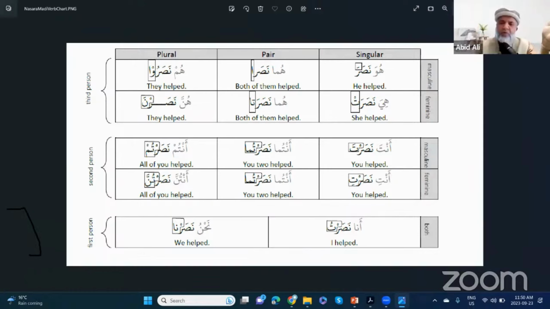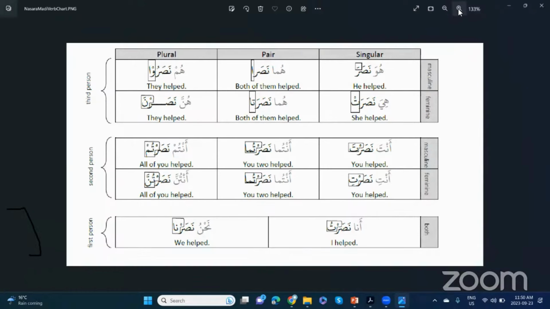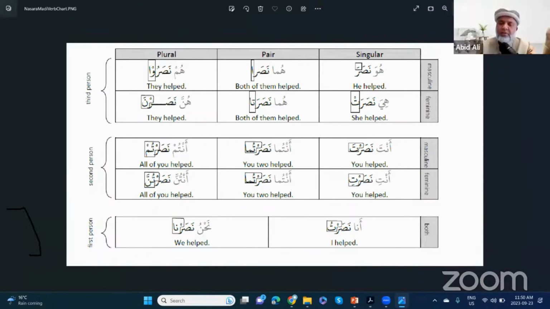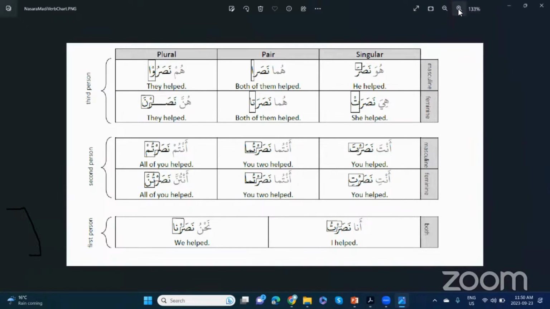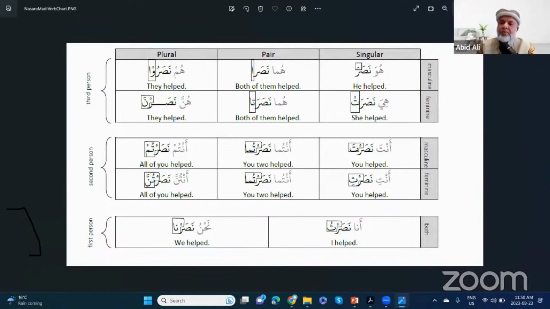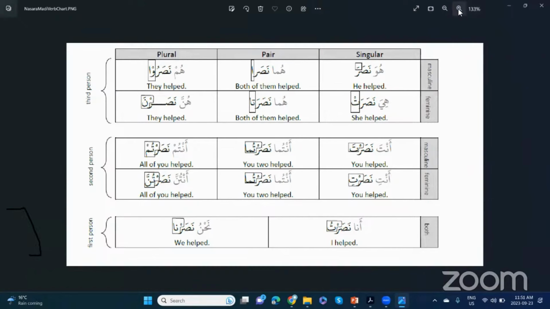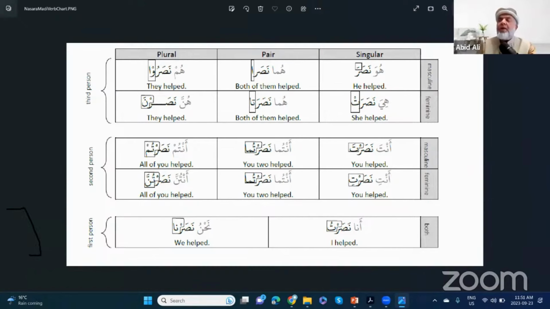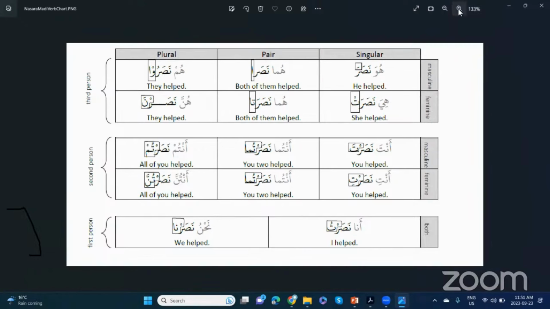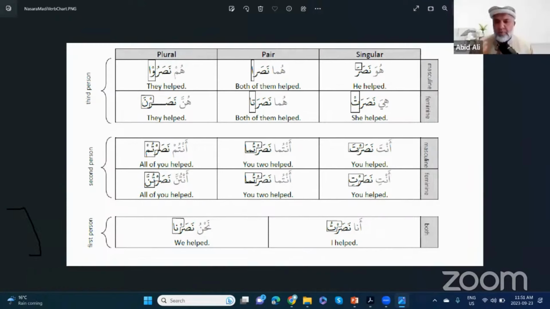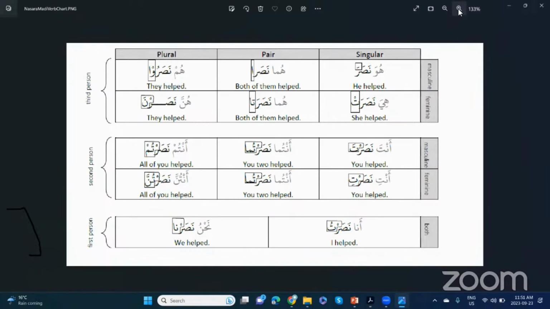Are we dealing with nouns or are we dealing with verbs now? Verbs. What is the definition of a verbal sentence? It starts with a verb. So is this a nominal sentence or a verbal sentence? If I say Huwa Nasara, then I'm making it a nominal sentence. Is my target to make a nominal sentence, or a verbal sentence? A verbal sentence.